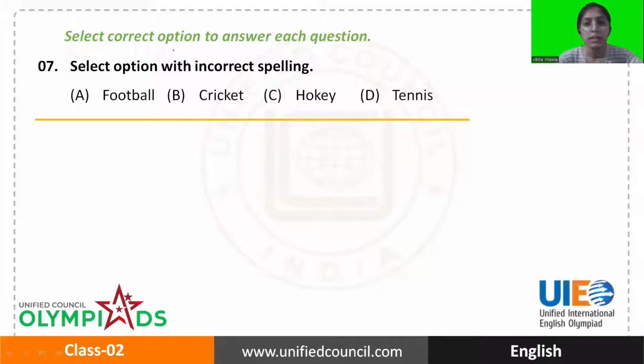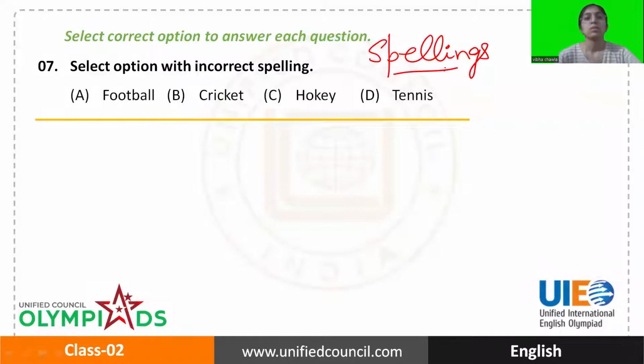Question from spellings. Okay, so here, we need to select the option with incorrect spelling. Is it football, cricket, hockey, or tennis? So the incorrect spelling is of hockey.